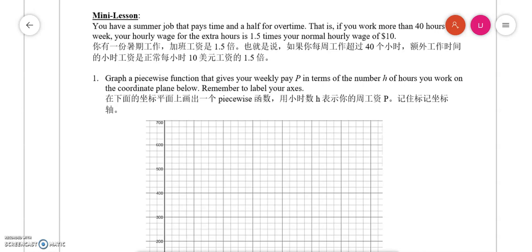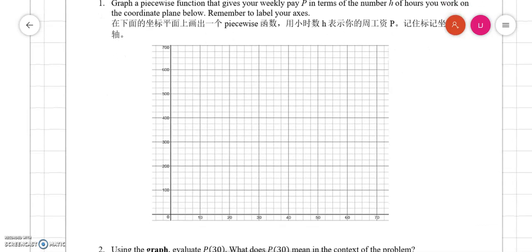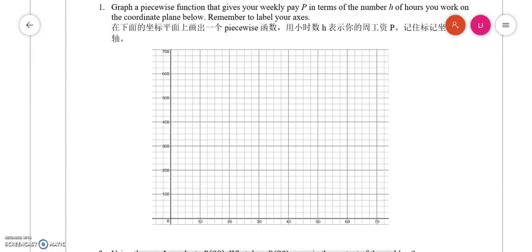All right, so we want to graph a piecewise function that will let us see this relationship. Now remember, we always want to label the axes. The x-axis for this one will be time, as it usually is. So this is time, and we're measuring it in hours. And then on the y-axis, this will be the pay, measured in dollars.